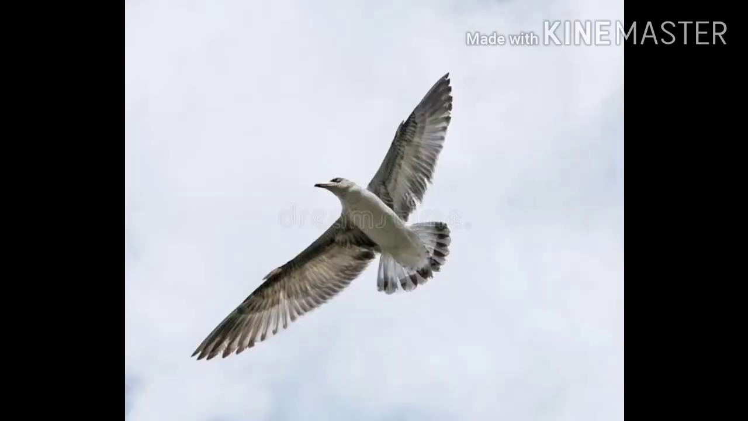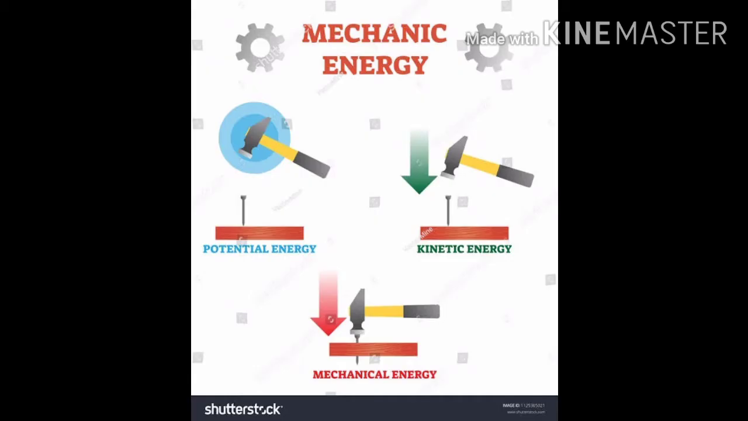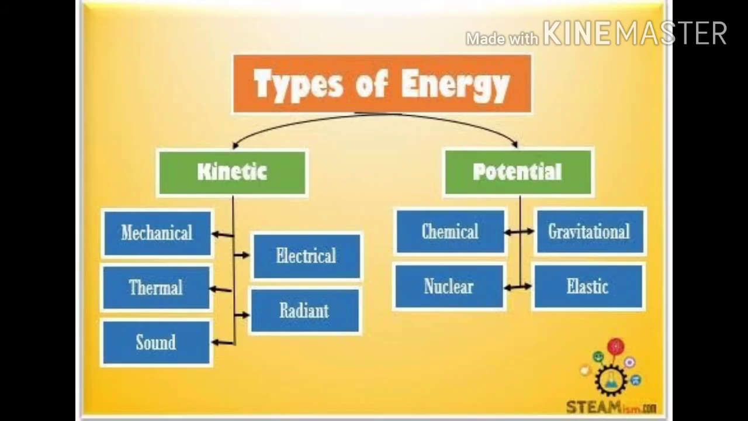But what about a bird? It is at height and also has velocity, which means it's flying in a direction. What do you call the sum of kinetic and potential energy? Yes, it is mechanical energy. There are, though, many forms of energy, such as heat energy, light energy, elastic potential energy, chemical energy, sound energy, nuclear or atomic energy, and many innumerable forms of energy.